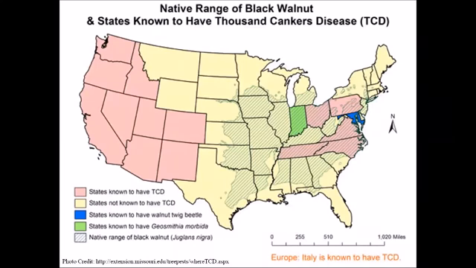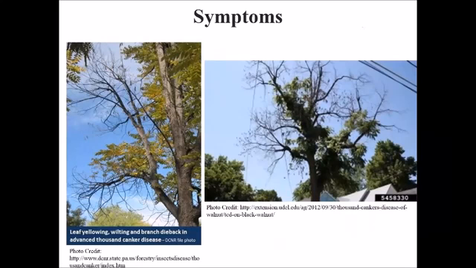And a little bit of history of thousand cankers disease. In the Western US in the 1990s, severe decline of Juglans nigra was recorded. Then in 2010, Knoxville, Tennessee recognized thousand cankers disease. After that, in 2013, Italy had thousand cankers disease. And the current situation: thousand cankers disease has spread to 7 eastern states, which is the native range of Juglans nigra.